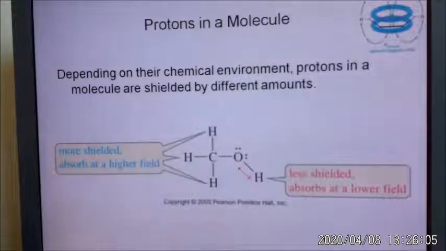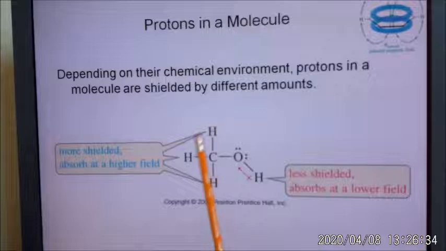Okay, so let's take a look at the protons in a molecule. They're shielded in different amounts. Let's talk about this one. This proton, remember we were talking about polar bonds? Well, this oxygen is very electronegative, so it's pulling those electrons away from this proton. So it's less shielded. There's not a lot of electron density, so it's going to absorb at a lower field because they don't need to compensate as much.